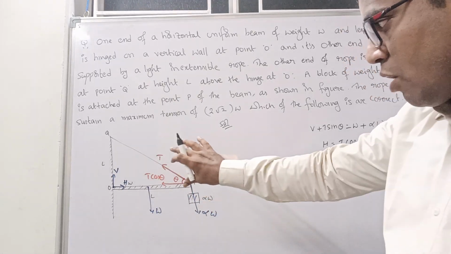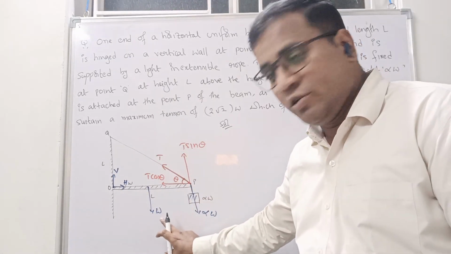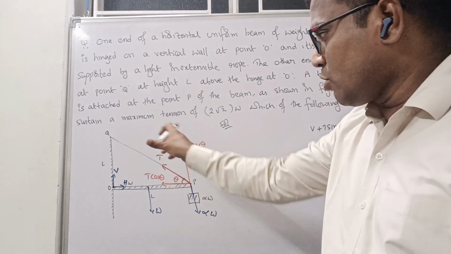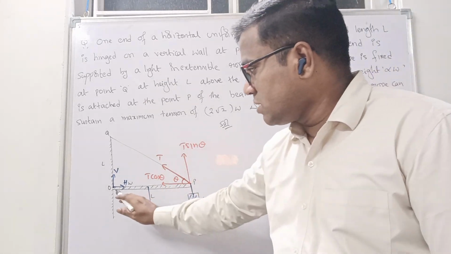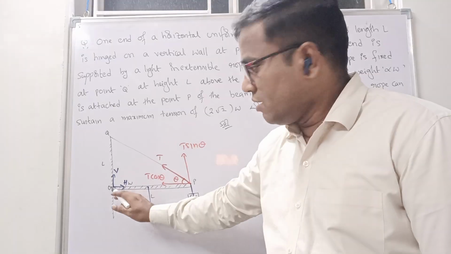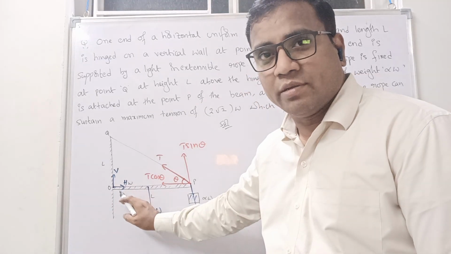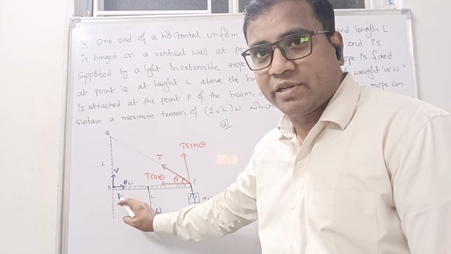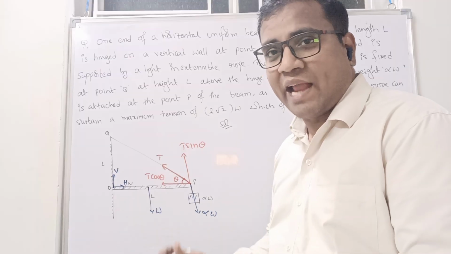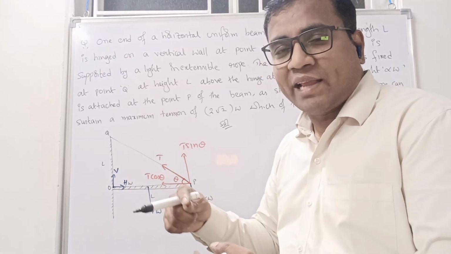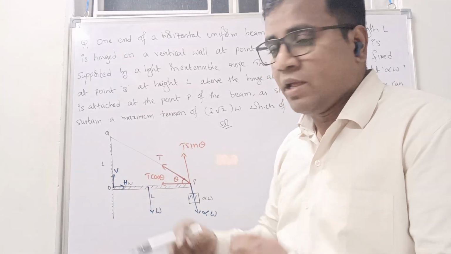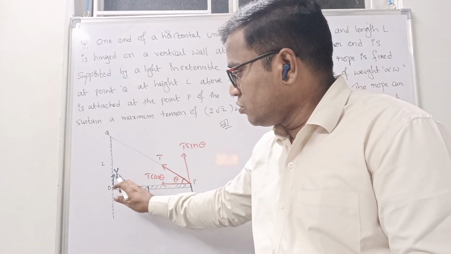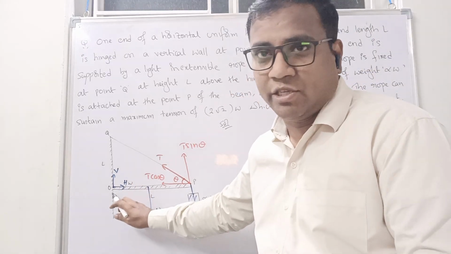Clockwise torque is nothing but it is produced by W and alpha W. Anti-clockwise torque is T sin theta. Why? Because with respect to the hinge point, V and H will not contribute. V and H are acting at the hinge point. So we are calculating the net torque at the hinge point. So here the torque due to V and H at the point O is 0.